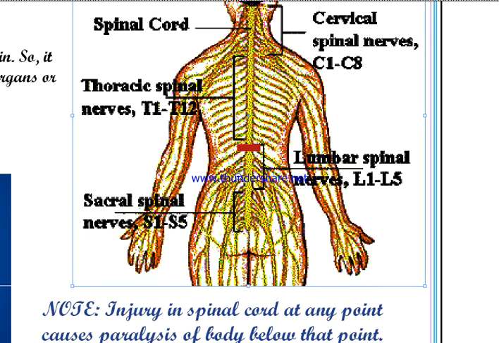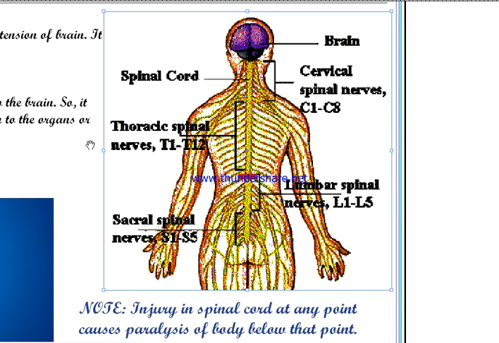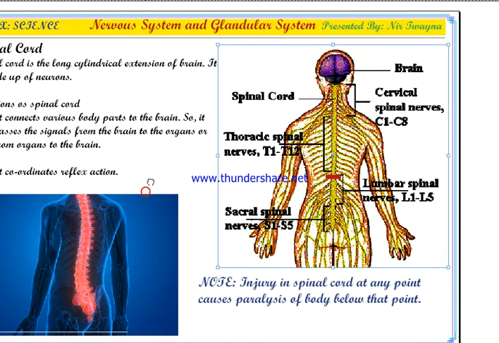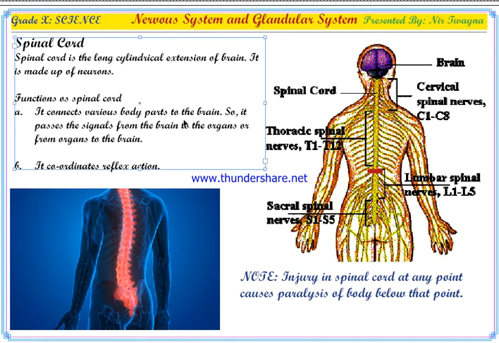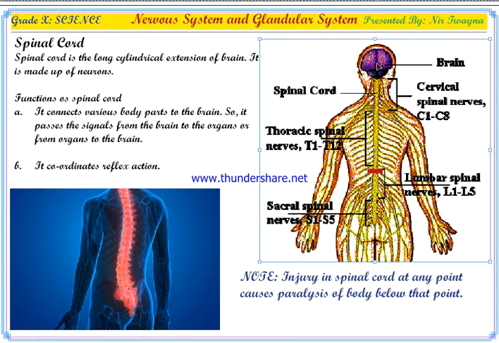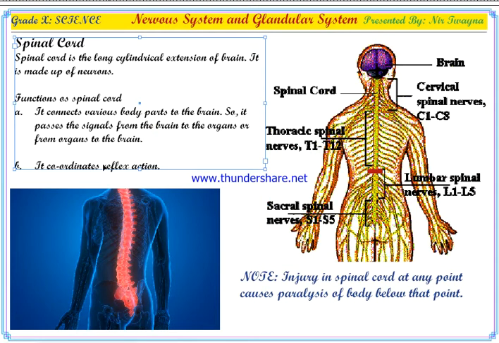Okay. So the major function of the spinal cord is to act as the bridge between the brain and different parts of our body. It connects various body parts to the brain. So it passes the signal from the brain to the organ, or from organs to the brain. Whatever signal comes from the brain has to pass through the spinal cord first, only then to the organs. Or whatever signals come from organs also have to pass through the spinal cord first, only then to the brain. That is one of the functions.